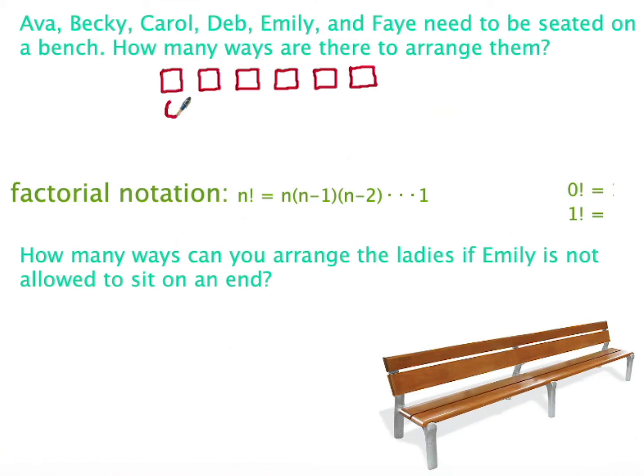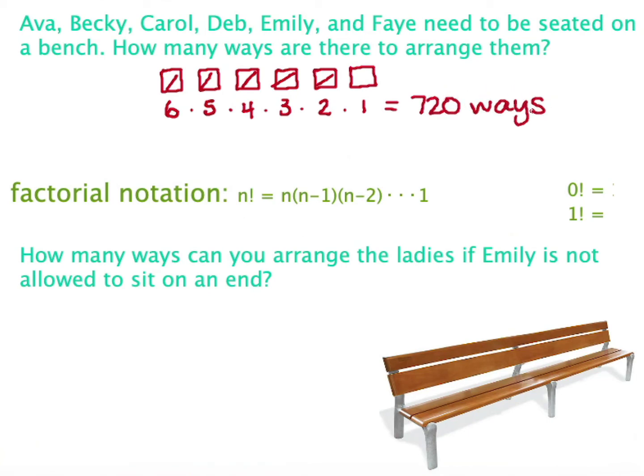For this first spot, there are 6 ladies, so we would have 6 choices for the first one. Now that somebody's already sitting there, how many choices do we have for the next spot? We would have only 5 people left to choose from. And now that 2 people are sitting down, we'd be down to 4 people for this spot. Then 3, then 2, and finally once we get to that last one, there's only 1 person left, so that 1 person is the only person that could sit there. So we'll take 6 times 5 times 4 times 3 times 2 times 1, and that's 720 ways.